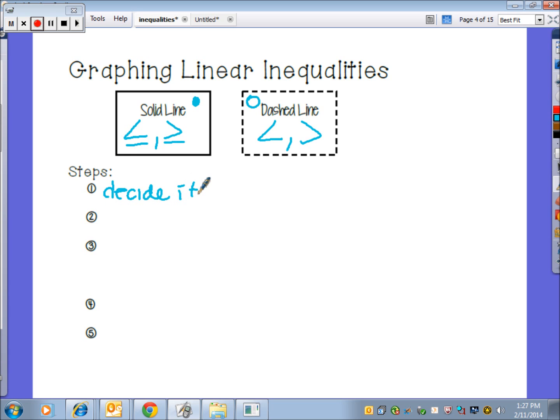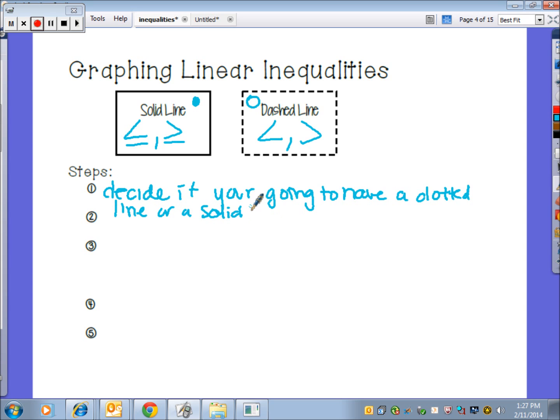if you're going to have a dotted line or a solid line. The next thing to do would be to graph the line.